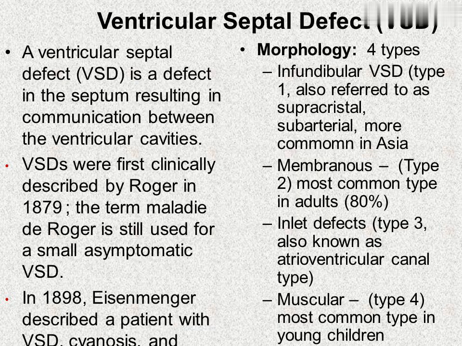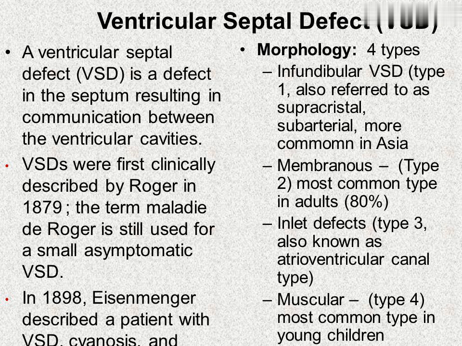Ventricular septal defect, VSD. A ventricular septal defect, VSD, is a defect in the septum resulting in communication between the ventricular cavities. VSDs were first clinically described by Roger in 1879. The term maladie de Roger is still used for a small asymptomatic VSD. In 1898, Eisenmenger described a patient with VSD, cyanosis, and pulmonary hypertension. This combination has been termed the Eisenmenger complex.